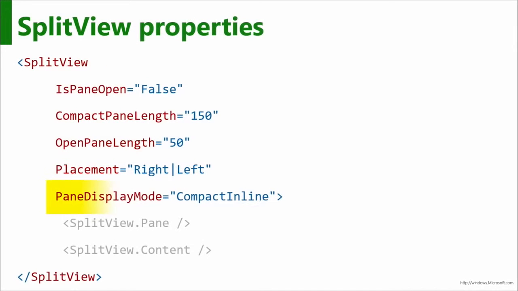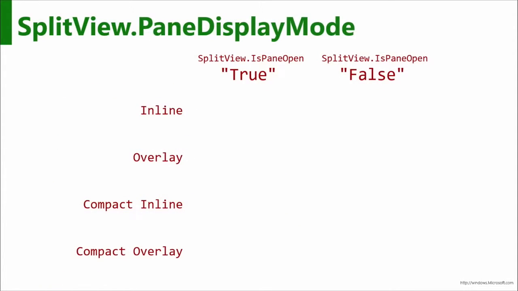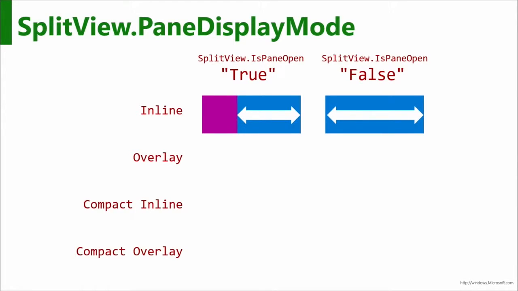All right, so those are two important core properties we set. There are several other properties, like whether or not the pane is open, what size the compact length is, and whether it's on the left or the right. And then we have this idea of pane display mode. Pane display mode really is a variant of a couple of properties together, whether or not the pane is open or closed. The first mode would be inline. When inline and pane is set to true, it just takes up space. It's a very wide spot. Your content shifts over and you go from there. But when that pane is closed, everything is gone. So it's sort of a jolting experience. So you wouldn't probably use inline if you're going to make it transition in and out a lot.